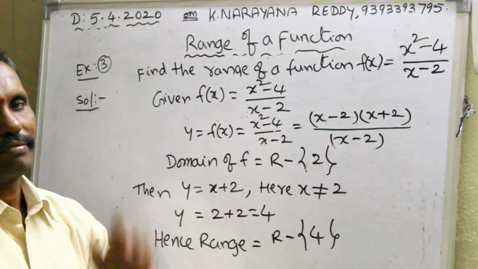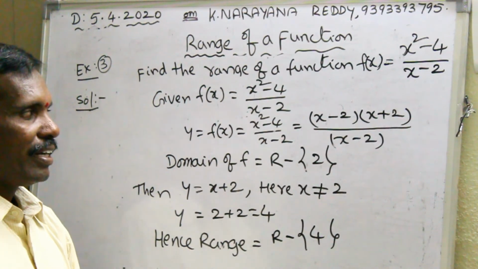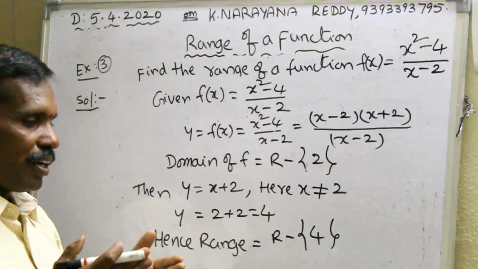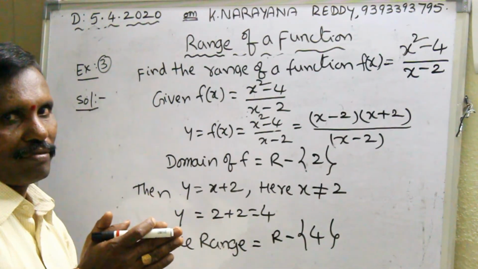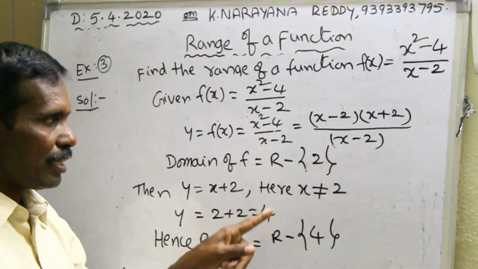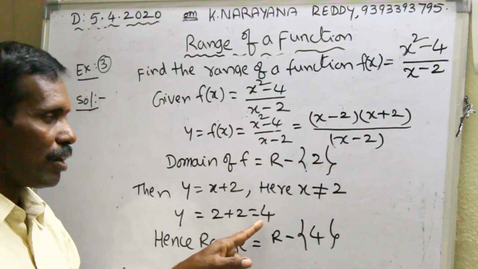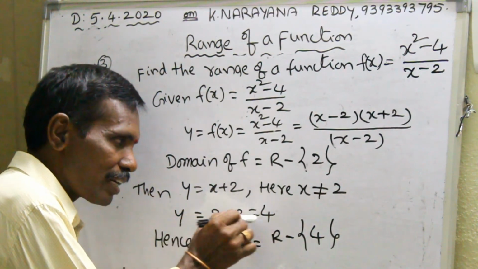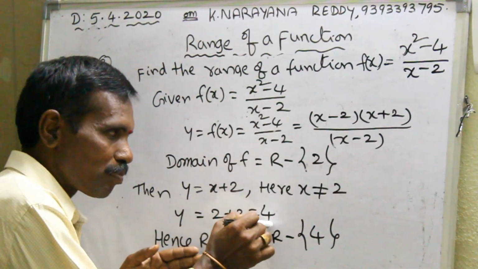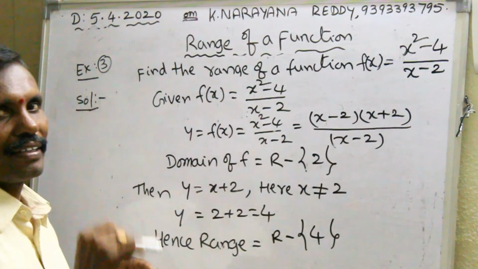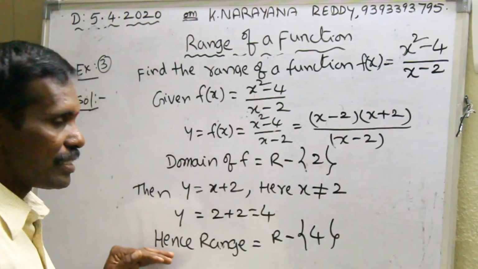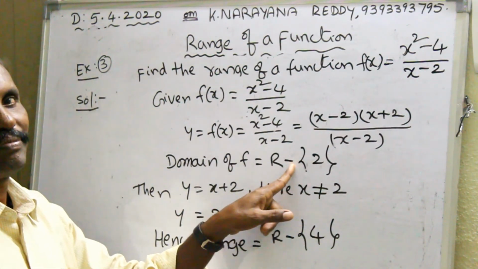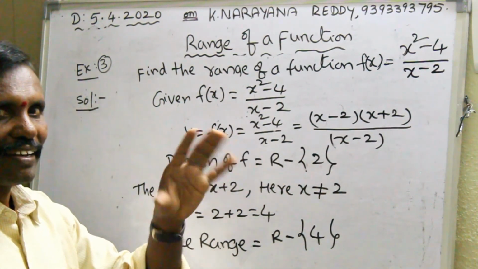That is the domain. The range also depends on the domain, because the output value depends on the input value. This is the independent variable and this is the dependent value. Whenever you substitute 2 in the place of x, you get 4. That is the difference between domain and range.